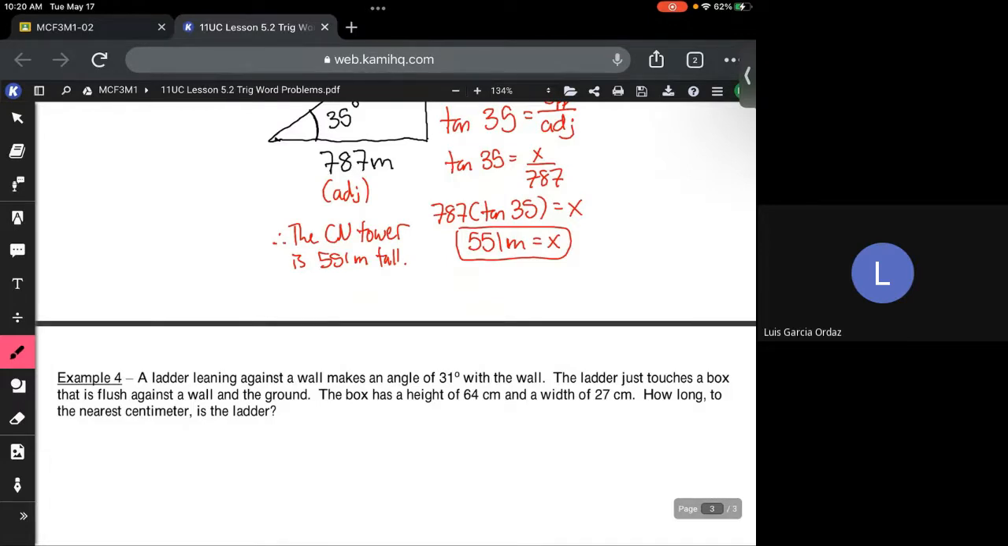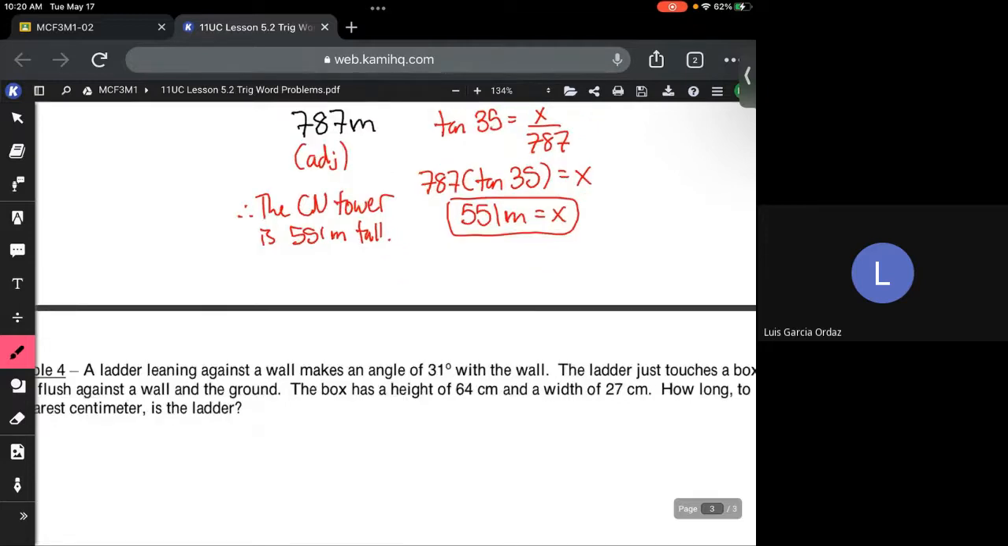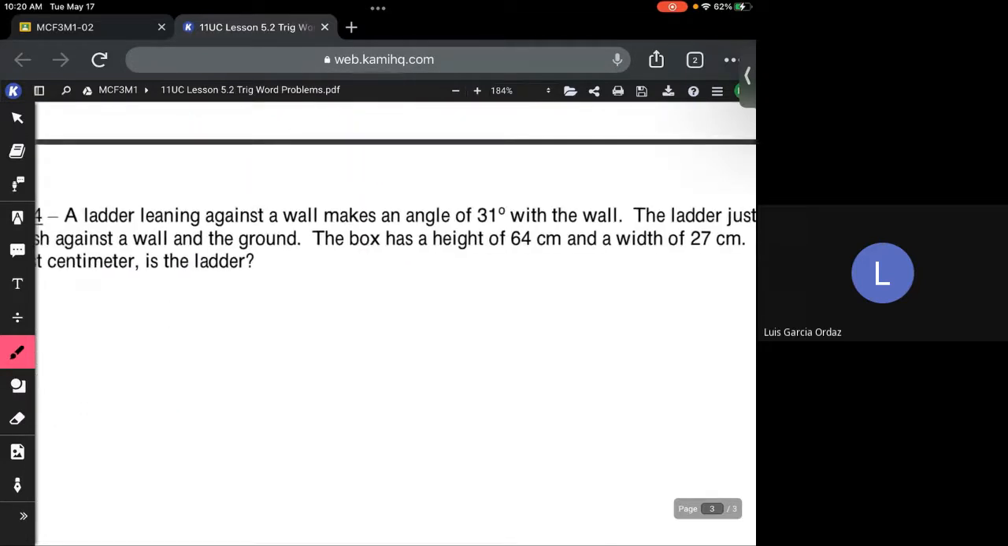So a ladder leaning up against a wall makes an angle of 31 degrees with the wall. So let's draw our right angle triangle first. So what part of this triangle is going to be the wall? Where's the wall going to be labeled as? The height. Okay, what is going to be my ladder? The hypotenuse is going to be my ladder because it's leaning against the wall.